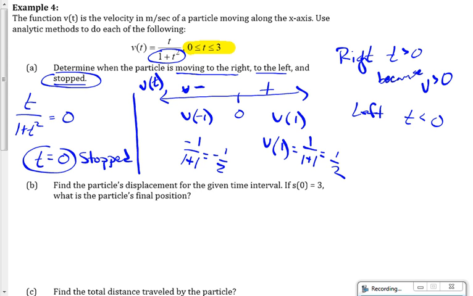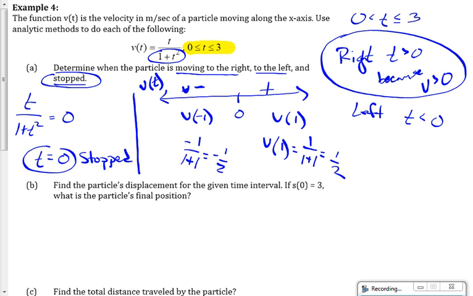I need to keep track of that in the sense that I'm going to refine my answer for moving to the right. When is it moving to the right? It's moving to the right on that interval. When is it moving to the left? It's not. Okay with that so far? This is where we get to the good stuff.